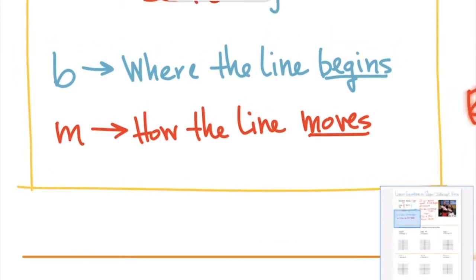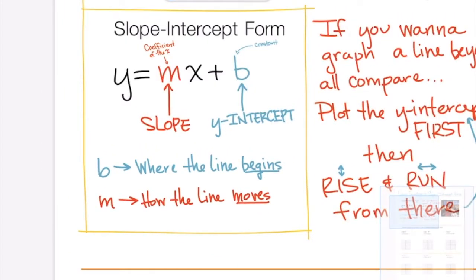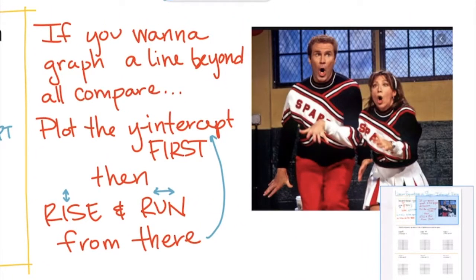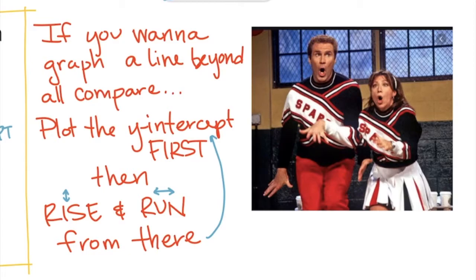Now, this might be my cheesiest moment as a teacher, but I created a cheer to help you remember how to graph lines if you're given slope-intercept form. So here we go. It's really bad. If you want to graph a line beyond all compare, plot the y-intercept first, then rise and run from there.